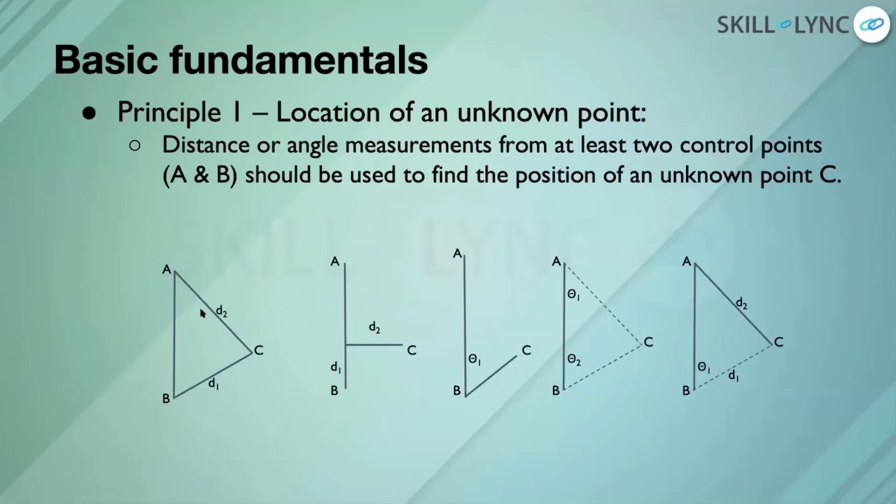When you have 2 control points and an unknown point C, you can make distance or angular measurements from these 2 points to the point C, and these distance or angular measurements can be used along with the coordinates of A or B to find the location, elevation, and coordinates of C. There are different types of techniques that are used in geometry. When you use only distances, that's called trilateration. Here from A, D2 is measured to C, from B, D1 is measured to C. So you just use these 2 to find the position of C.